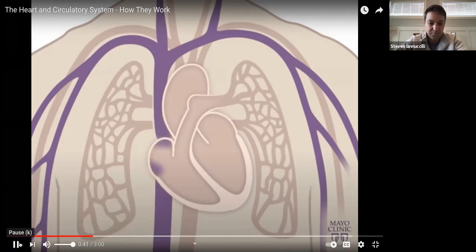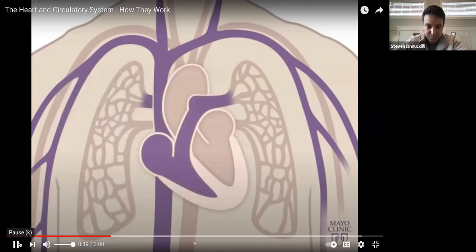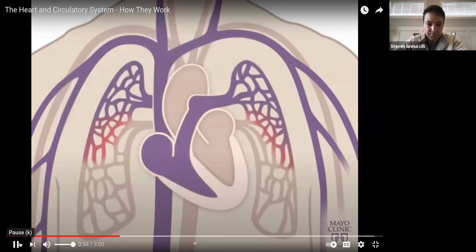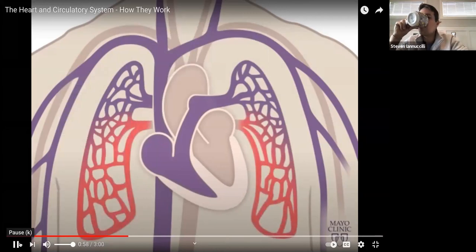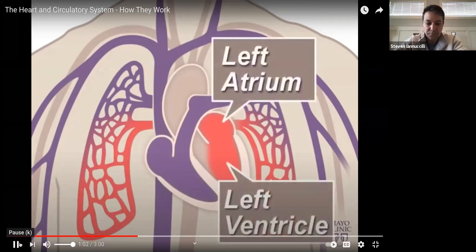Returns to the heart after circulating through your body. The right side of the heart, composed of the right atrium and ventricle, collects and pumps the blood to the lungs through the pulmonary arteries. The lungs refresh the blood with a new supply of oxygen, making it turn red. Oxygen-rich blood, red blood, then enters the left side of the heart, composed of the left atrium.